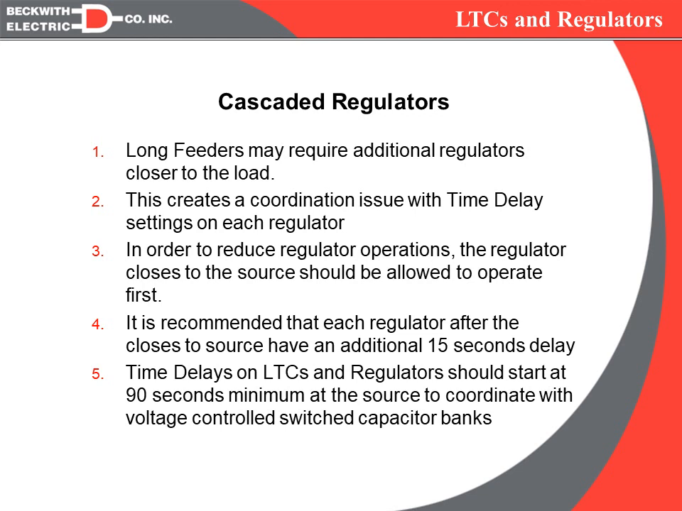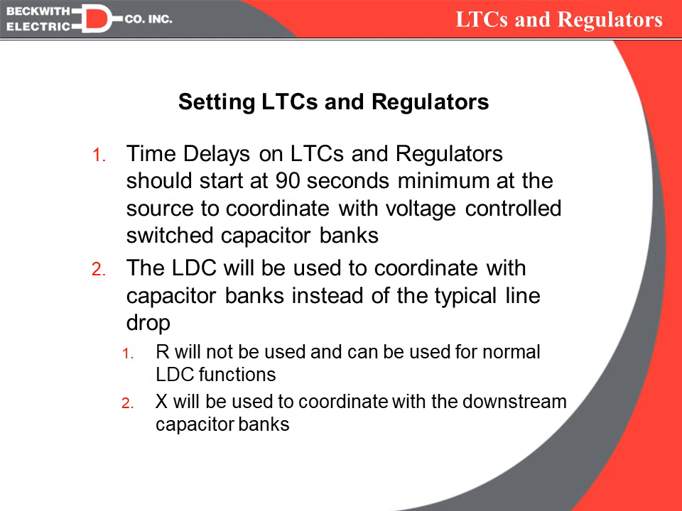So if we were to have our LTC or our feeder regulator set at 90 seconds and we had 2 sets of downline regulators, the downline regulators closest to the source would then be at 105 seconds, and the set furthest away would be at 120 seconds. So, again, we want to delay our time delays. Most utilities typically set their time delays on their LTCs between 30 and 60 seconds.